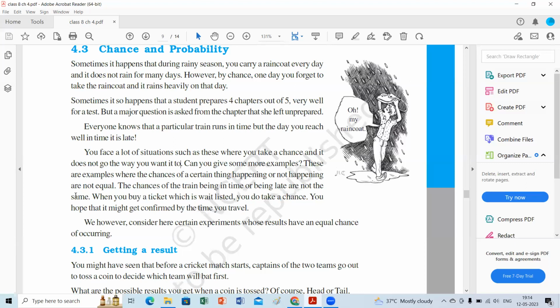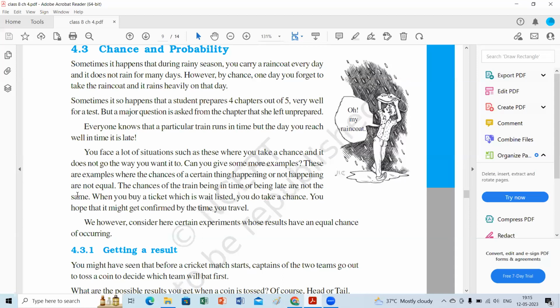Sometimes it happens that during rainy season, you carry a raincoat every day and it doesn't rain for many days. However, by chance, one day you forgot to take the raincoat and it rains heavily that day. It happens, yes or no, children? We all experience this example. Sometimes it happens that a student prepares 4 chapters out of 5 very well for the test, but major questions are asked from the chapter she left unprepared. So what is the probability of getting a good score in this second case? Is it most likely or less likely?